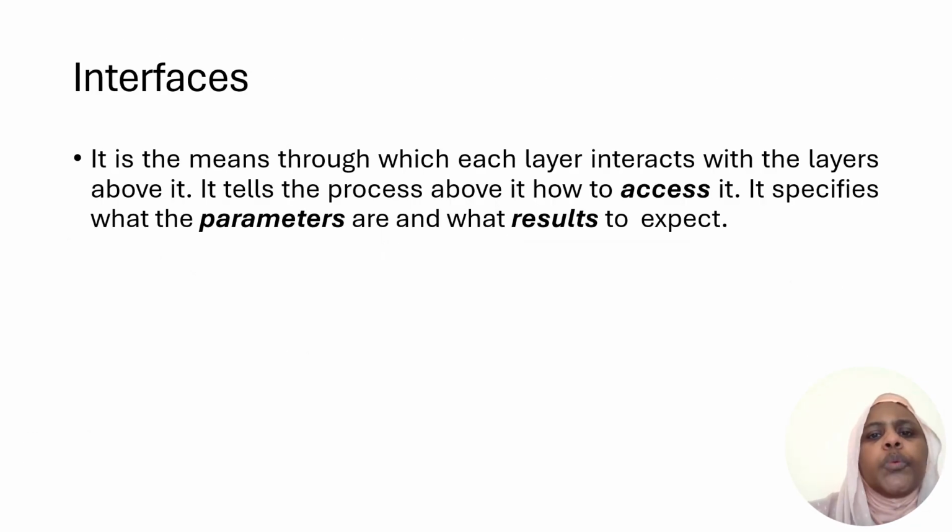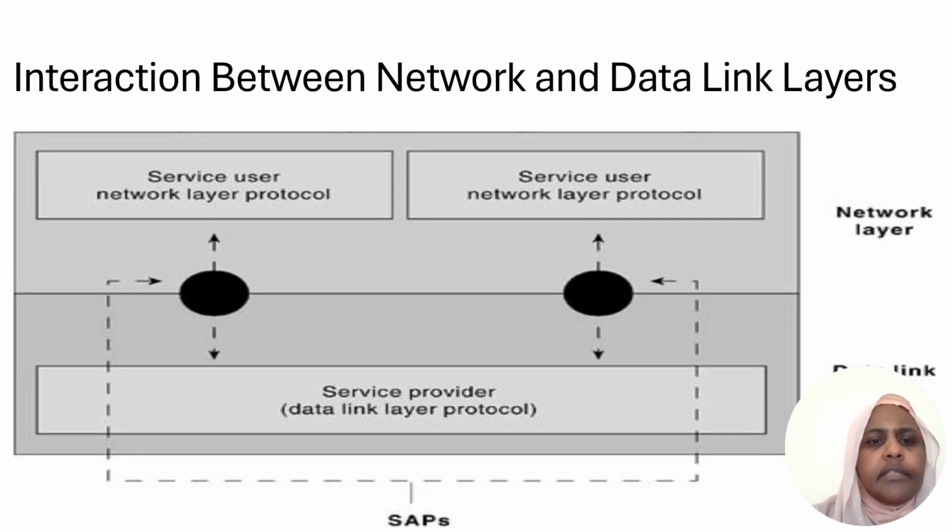Interfaces are the means with which each layer communicates with the layer above. It tells the layer how to access the layer above, what set of parameters there are, and what result is to be expected. Here we can see how two adjacent layers, the data link layer and the network layer, communicate through an interface, where the data link layer, the lower layer, is the service provider, and the upper layer, the network layer, is the service user. They communicate through a service access point, that is the interface between the two layers that determines the parameters to be passed and the results to be expected.